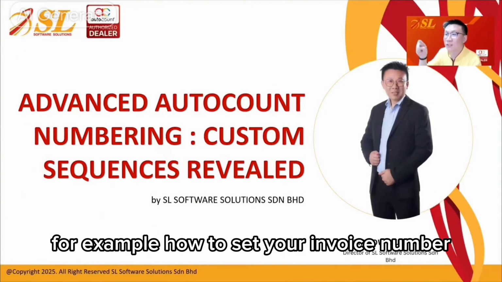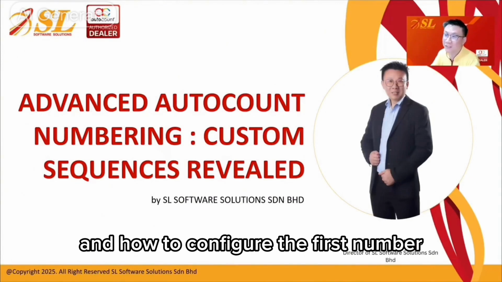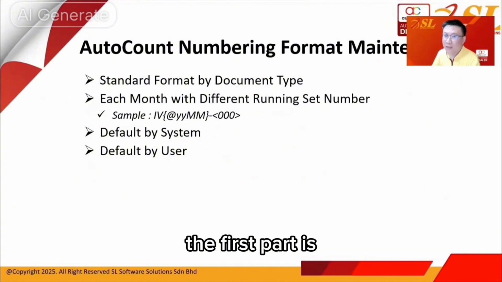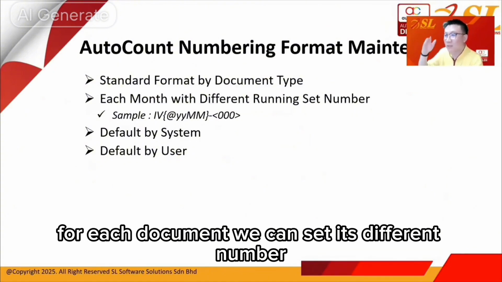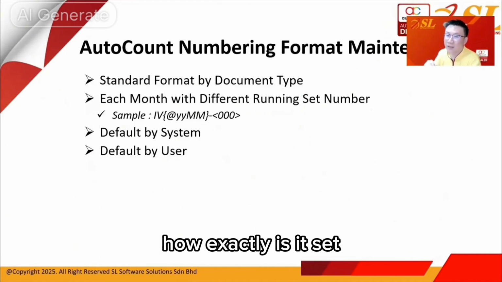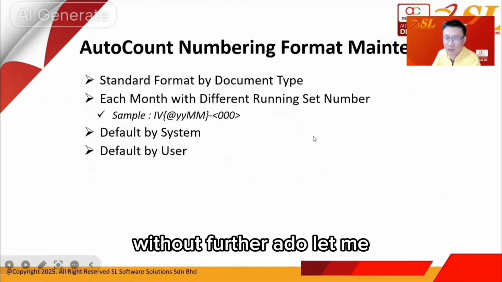Today, I want to share with you how to set the document numbers in Autocount. For example, how to set your invoice number and how to configure the first number. I will divide it into several parts. The first part is, for each document, we can set its different number. We can also set these numbers according to the year and month. How exactly is it set? Without further ado, let me show everyone.